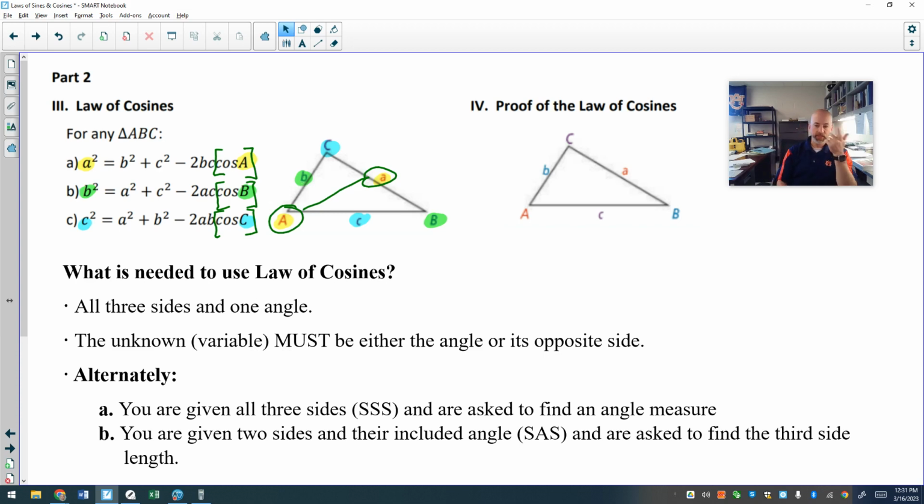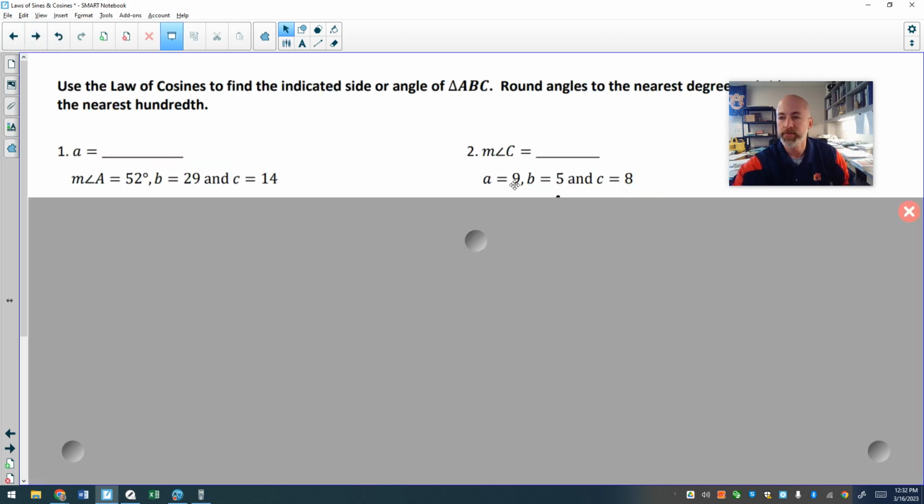You can also think of it this way. Maybe you're given all three side lengths, so that's like a side situation, and you need to find one angle. Or you're given two sides and the angle between them. So that's a side angle side. You have two sides and you're given the angle between them and you're looking for the third side. So I don't know if that helps you much with knowing when to use law of cosines, but let's look at a couple of examples of the law of cosines.